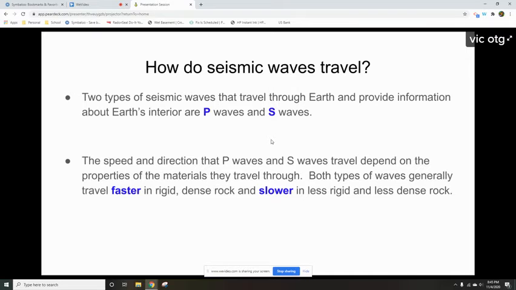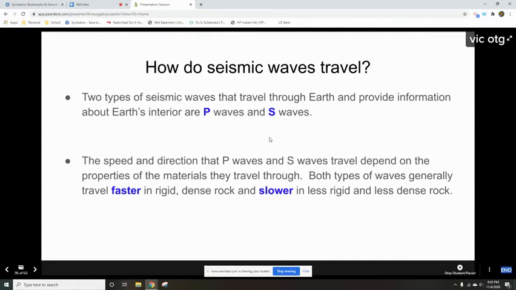With that being said, one of the things people ask is, how do we know what these layers look like, or how do we know that the outer core is liquid? One piece of evidence that scientists use is seismic waves. There are two types of seismic waves that travel through the Earth and provide information about Earth's interior: P waves and S waves.